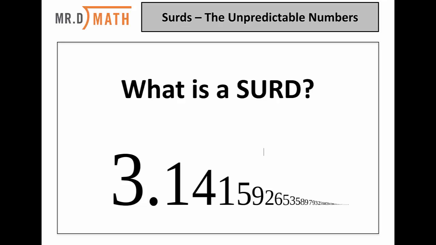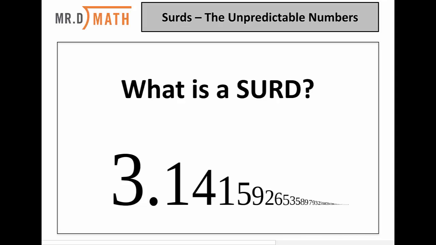This time in this video we're going to be looking at surds, the unpredictable numbers. So what is a surd? Well, if you look at the screen you might notice that number, 3.14159265 and on and on and on. You may know that number as pi. So does that mean that pi is a surd? Well, we're going to find out.